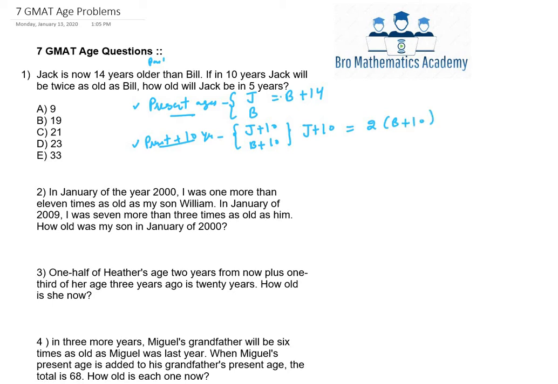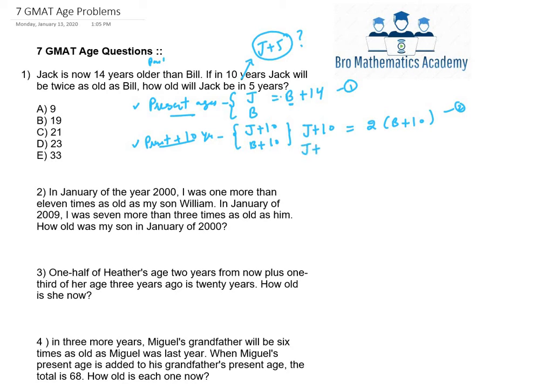How old will Jack be in 5 years, right? So how old will Jack be in 5 years? We have to find J plus 5 because J is his present age. This we have to find. So we have two equations, J equal to B plus 14 and this second one. So we have to find the value of J basically. So we can put the value of B from first equation into the second one.